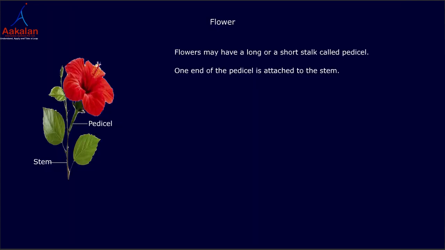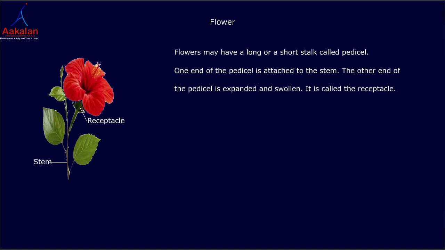Flower. Flowers may have a long or a short stalk called pedicel. One end of the pedicel is attached to the stem. The other end of the pedicel is expanded and swollen. It is called the receptacle. Petals and other parts of the flowers are supported on the receptacle.